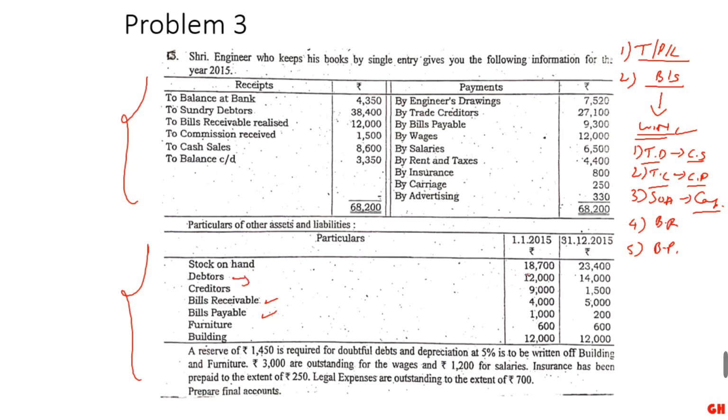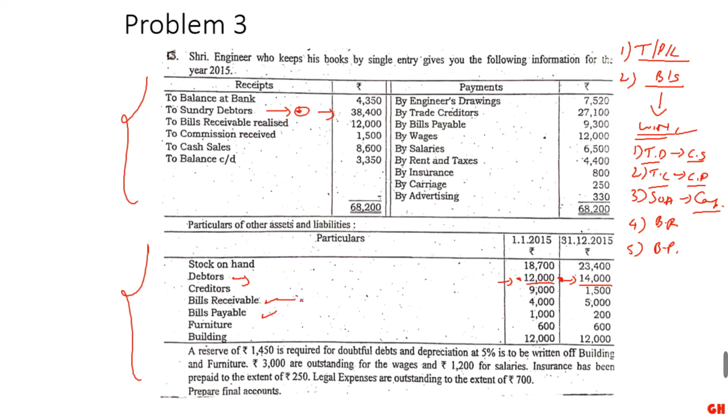So in debtors, if you see here, opening balance 12,000 and closing balance 14,000 is given. 12,000 basically means that Sri Engineering was supposed to receive 12,000 from his customers, but at the end he is supposed to receive 14,000. And in the middle there are some transactions taking place, like sundry debtors have made a payment. So all these three will come in the ledger of total debtors.